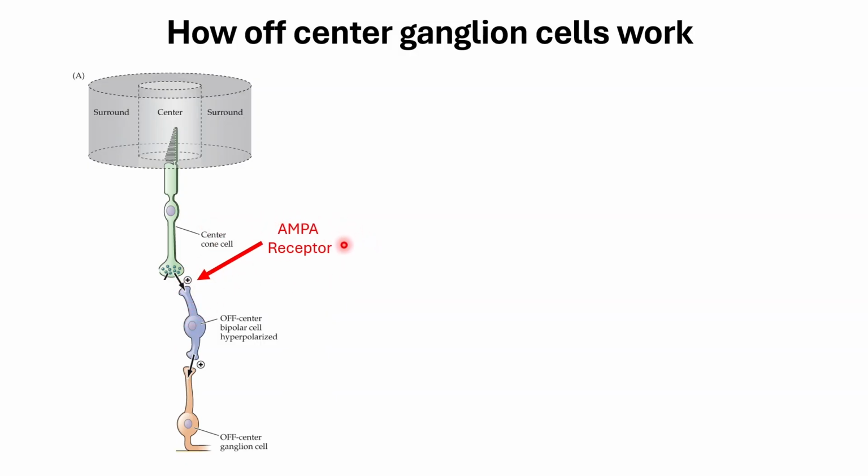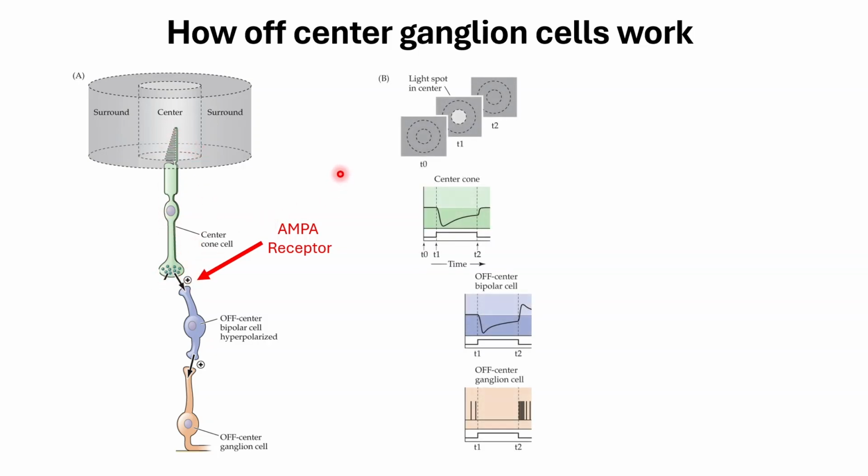And remember, we know AMPA receptors are sensitive to glutamate. And if glutamate is being released by this photoreceptor, what happens is that, if we have light turned off, imagine we're turning off the light here at time 0, so T0 is here. If we turn on the light in the center of an off-center ganglion cell, we are going to, let's say, measure the membrane potential of the cone.